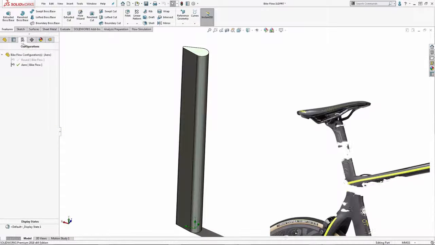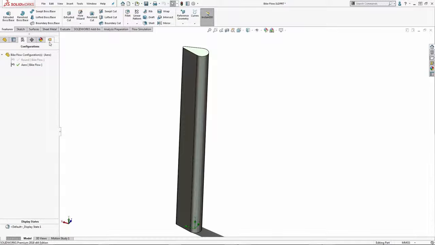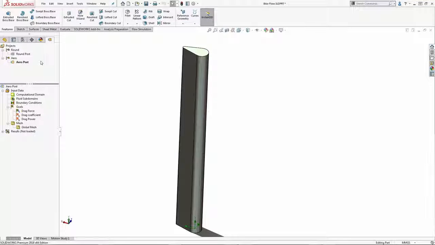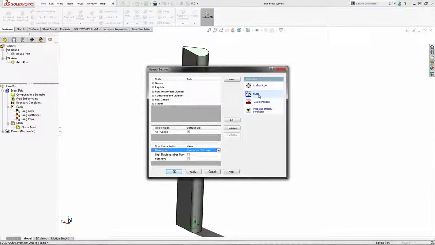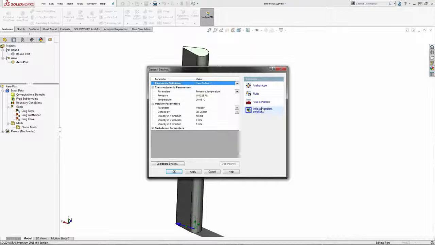I've made a couple different configurations and I've started some flow simulation studies. Let's take a look at the input. General settings, and you can see we're running an external study. The fluid is air and the initial conditions are 20 degrees C and a velocity of 10 meters per second. This is taking place around sea level.